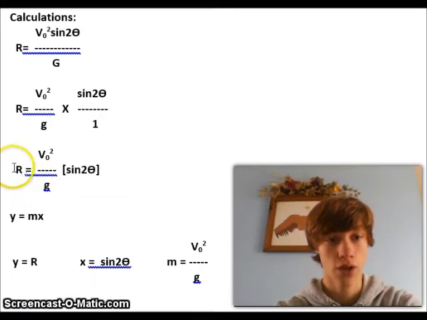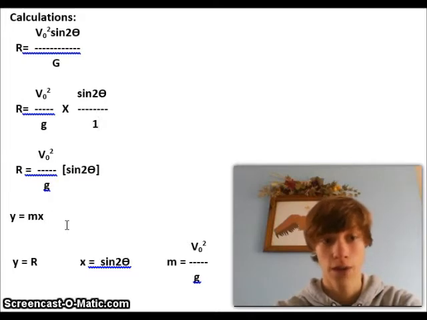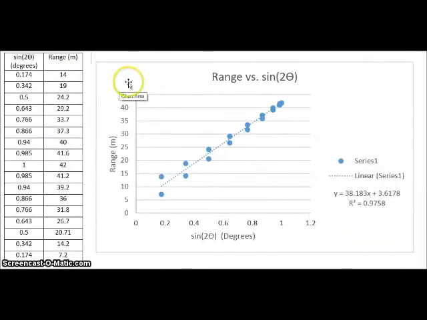And here we have range is our y. Initial velocity squared divided by g, that would be our m, our slope value, and sine 2 theta would be our x. So when graphing this, you would graph range on the y-axis, sine 2 theta on the x, and the slope of the line would be the initial velocity squared divided by gravity. This is our linearized data. We have our x values as sine 2 theta in degrees, and our y values as range in meters. Here you can see our linear trend line and our linear equation.